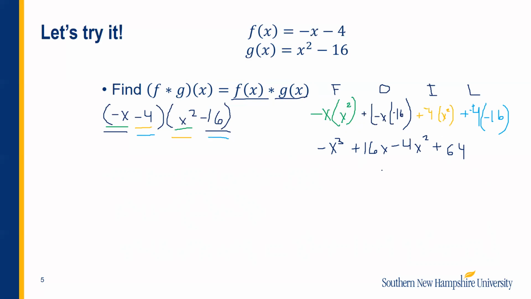So if we solve this by combining like terms, they're actually all combined the way they can be. There are no more like terms here. However, we can rewrite this in order of exponents. So we could say negative x to the third minus 4x squared plus 16x plus 64. And that would be the solution for our multiplication.